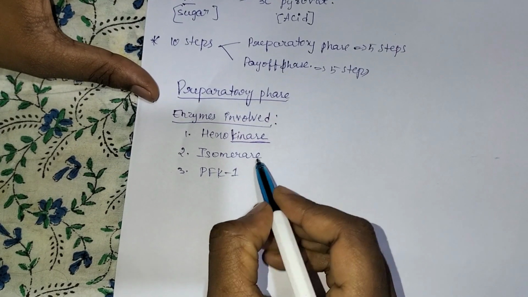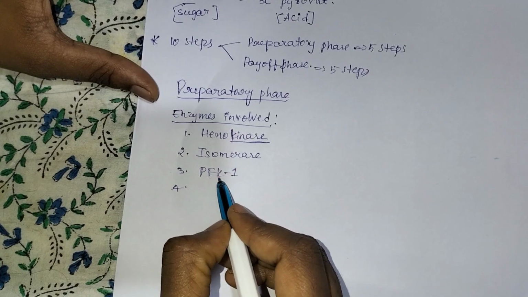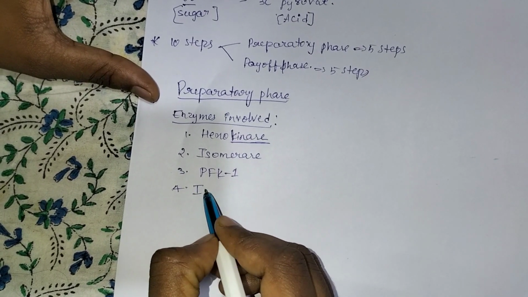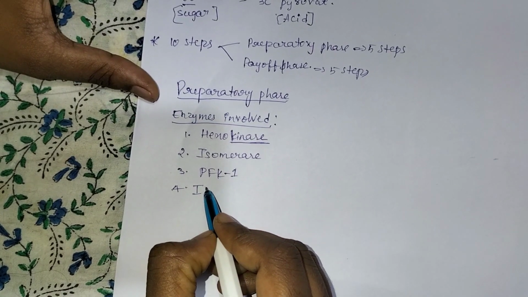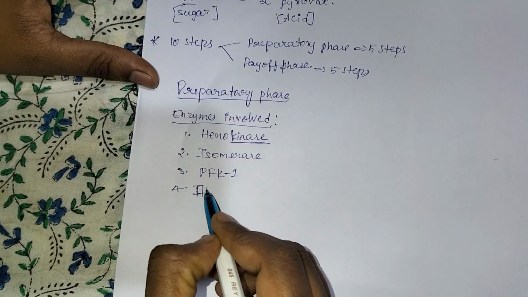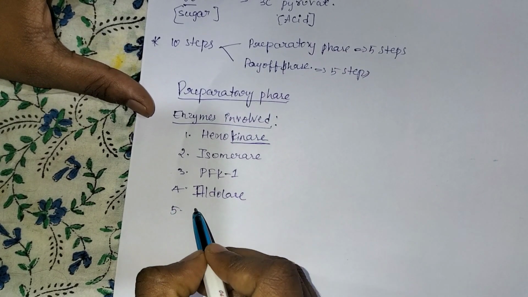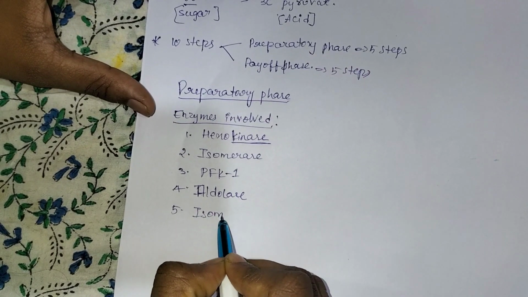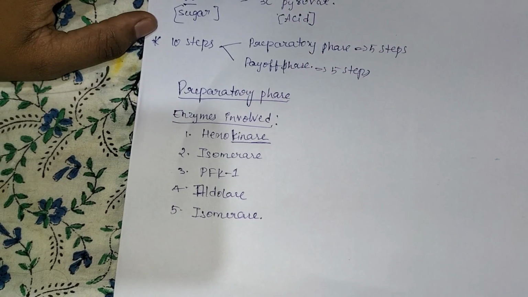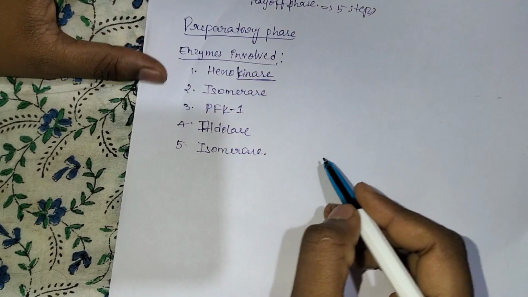Next enzyme involved is phosphofructokinase 1, we can write this as PFK1. Next, the third one, and this is also a kinase, it adds phosphate. Next is again isomerase. Next enzyme is aldolase, and the fifth one is again isomerase. Okay, these are the 5 enzymes involved in the preparatory phase. Now let us go into the steps.